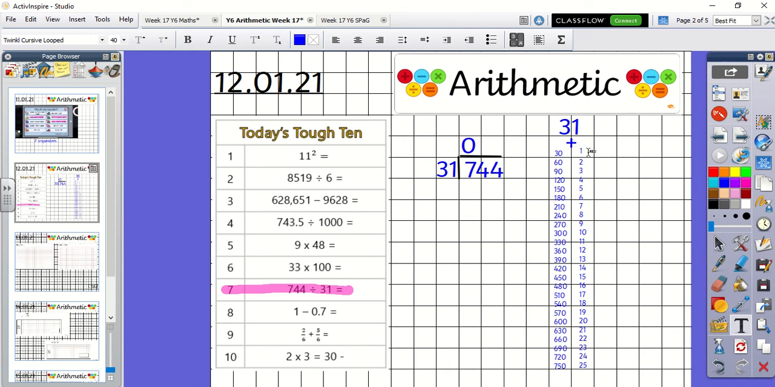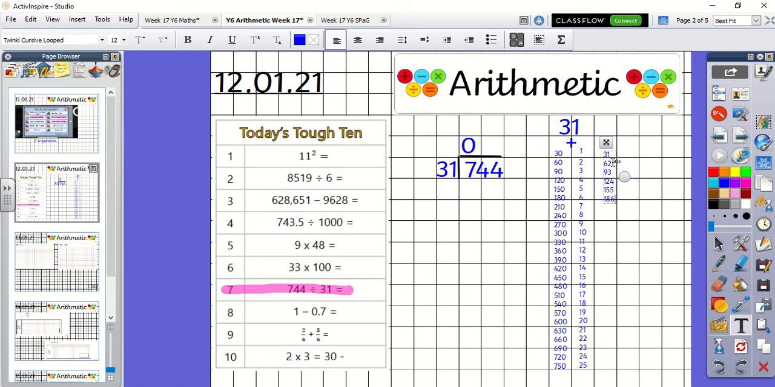Now what I have done is added my 2 numbers together. So for example, here I've got 31, then I've got 62, so this is my 31 times table. Then I've got 93, then I've got 124, 155, 186, and so on. Here I've just added my 10s and my 1s, and this is my 31 times table. I'm then going to see how many times 31 goes into 74.